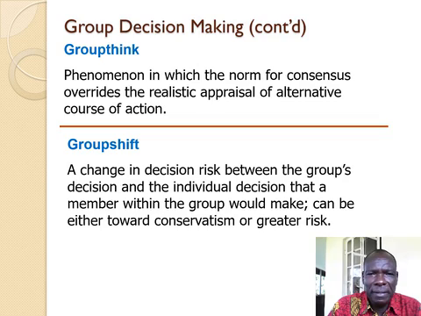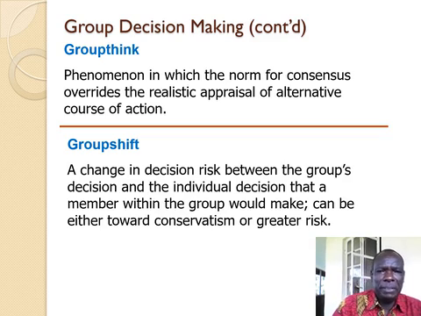Groupthink is negative, because it limits that individuality. There's also what we call group shift, which is a change in decision risk between the group's decision and the individual's decision that a member within the group would make. And it can be either towards conservatism or towards greater risk. People shift their thinking, they shift their decision. So this is also a negativity in the sense that group shift makes somebody change his mind or begin to pursue something which has a greater risk or something which is more conservative. Group shift.